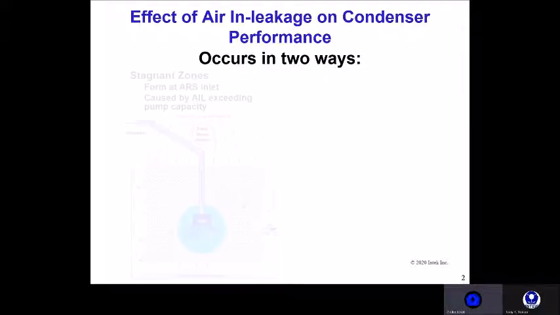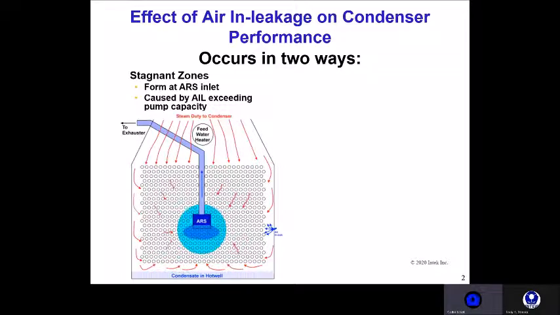There are two distinct ways in which air collects in the condenser. The first is called a stagnant zone. This is air that collects at the mouth of the air removal section and is the result of the air and leakage being higher than the exhauster's capacity to remove it. As a result, the condenser pressure must increase to a point where the exhauster is now able to remove the air in an equilibrium state.